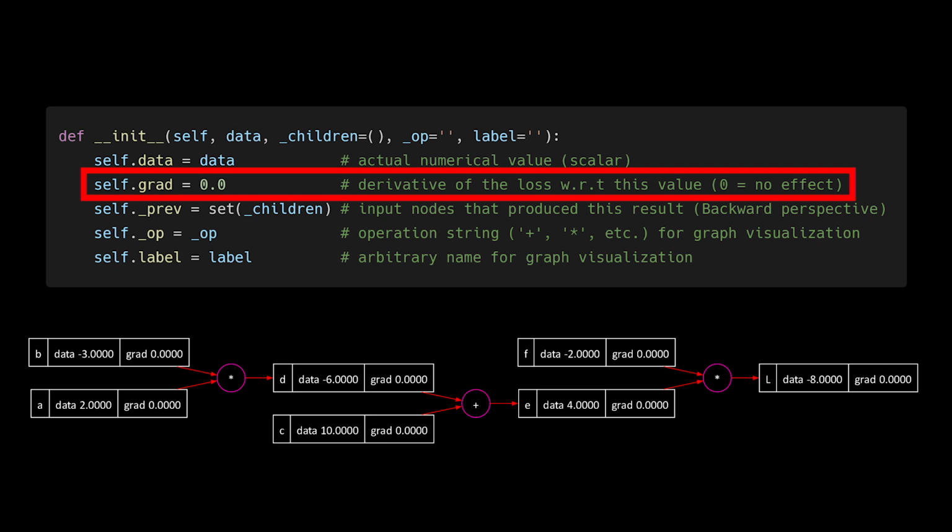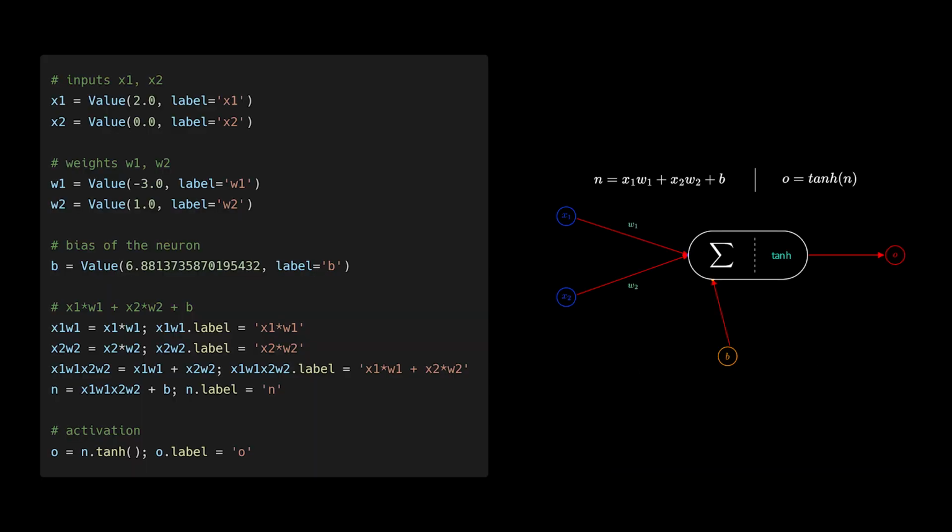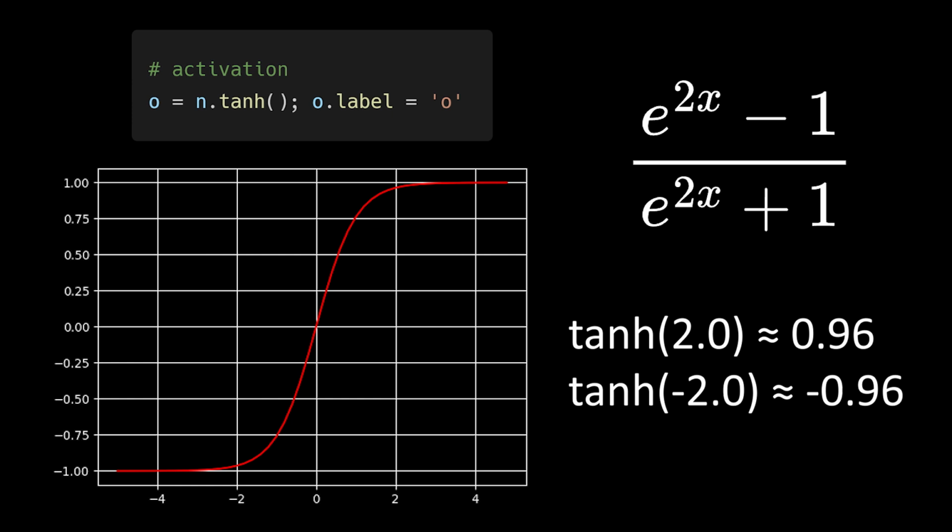To support this, we will add a new variable to the value object that will maintain the gradient. It will be called grad and initially it will be 0. Let's use a single neuron as our example for manual backpropagation. We will use tanh activation as a nonlinear function in this example. It maps any input value to a range between -1 and +1.